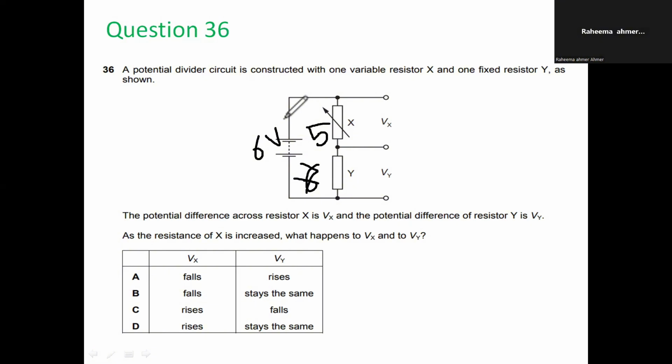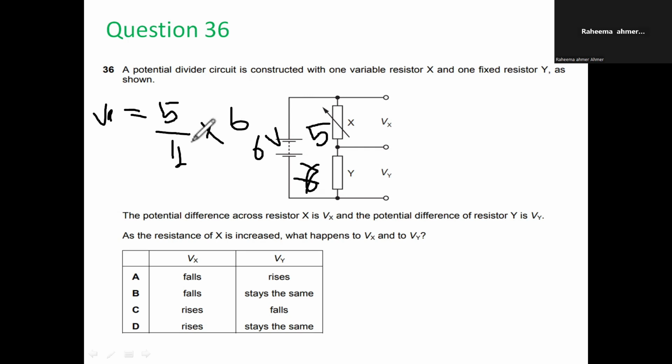So now we have to calculate the potential difference across the resistor X and resistor Y. So what is the way to calculate the value of Vx? Vx will equal the resistance of X, which is 5, upon the sum of the resistance of X and Y, which would be 12, into the EMF, which is 6.